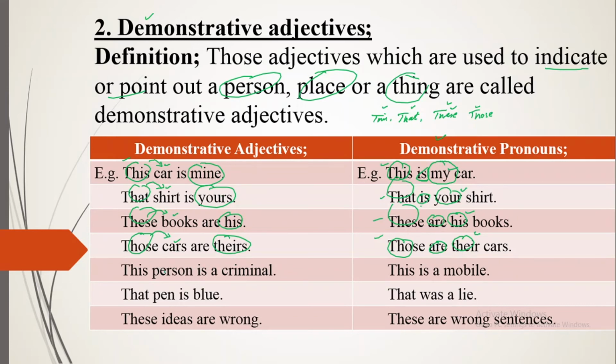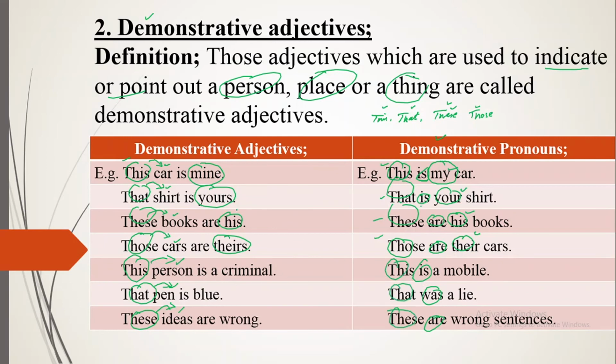If after this, that, these, those, you are using nouns like person, pen, and ideas, over there they are called adjectives. And after this, that, if you are using is, are, was, and were, that is known as demonstrative pronouns.